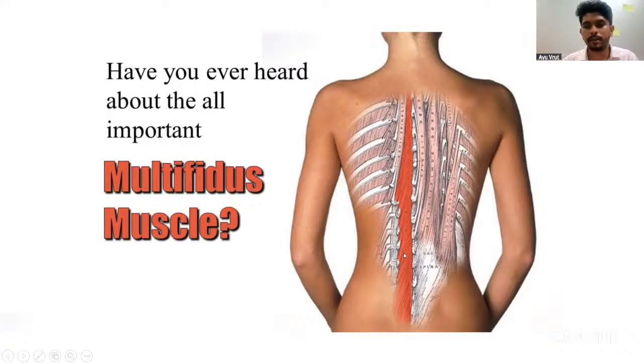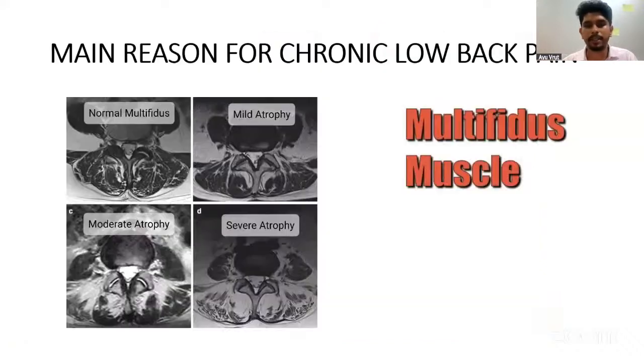So because of this fidus only, it is named as multifidus, multiple splits in the muscles. So this is the major reason of the chronic low back pain in all the patients you see. So how to clinically correlate it? The main reason for chronic low back pain is the multifidus muscles.